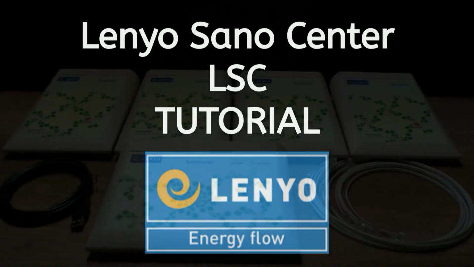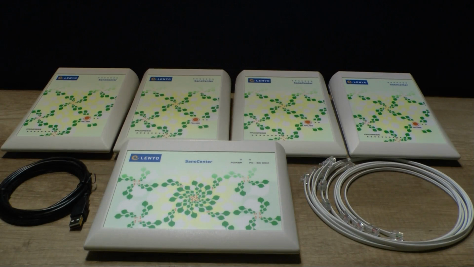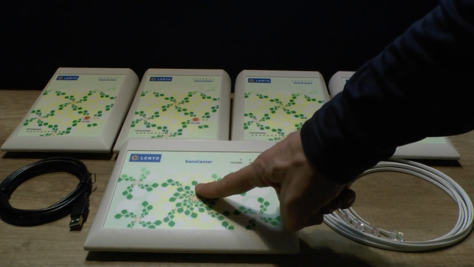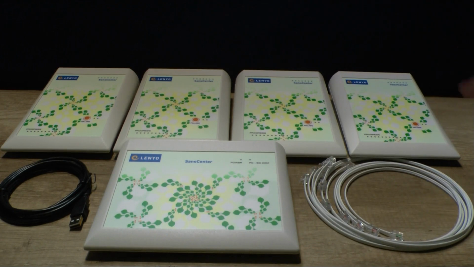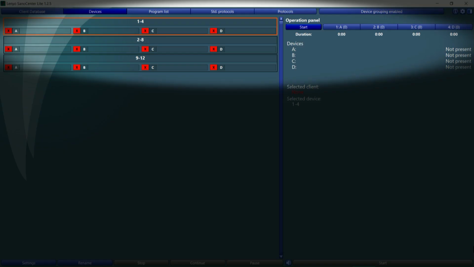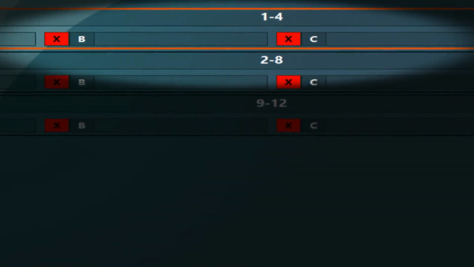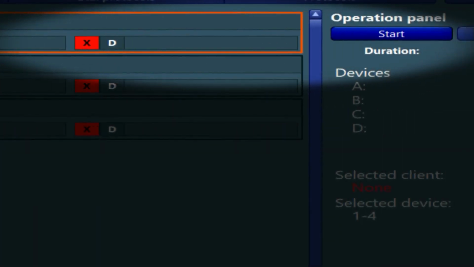Learn how to assemble the Lenio Sono Center Professional Treatment Set with this comprehensive tutorial. The set consists of the central unit, which distributes the treatment protocols to the signal generators. It also includes 4 signal generators that produce the pre-programmed signals for the antennas. In the Sono Center application, they are channel A, B, C, and D.